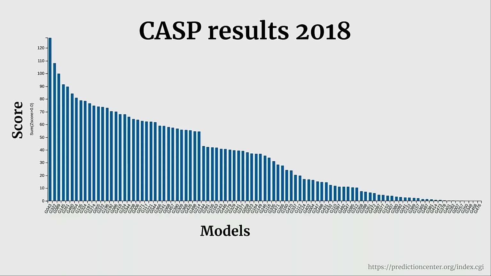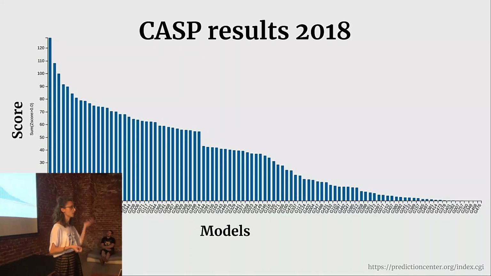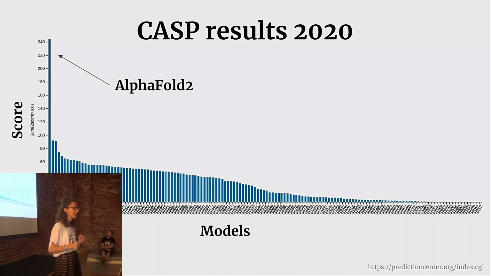Every year the results look something like this. You have the models that joined the competition on the x-axis, and then the score on the y-axis, how well they do the prediction. And then the year 2020 came, and there was AlphaFold, which completely rolled over all the other tools. And it was a pretty big thing, because this tool was able to predict the 3D structure with almost the same precision as the experimental methods. That's a big thing.